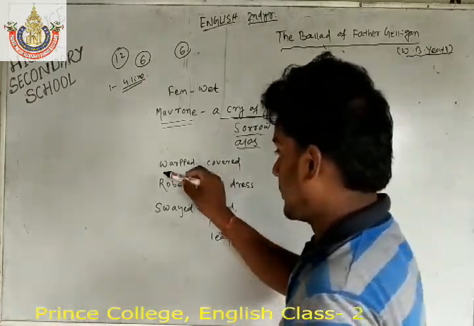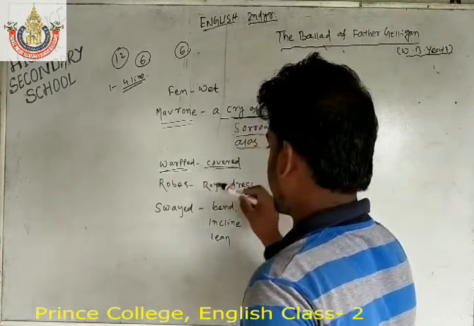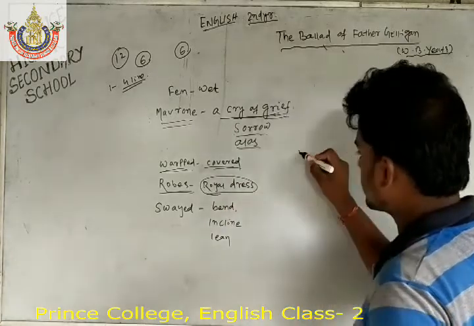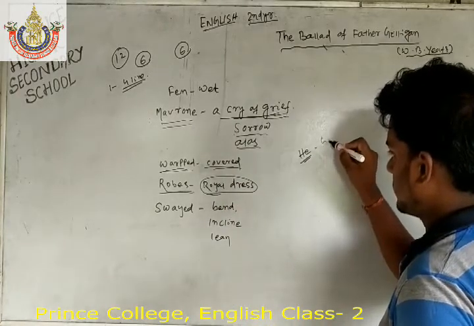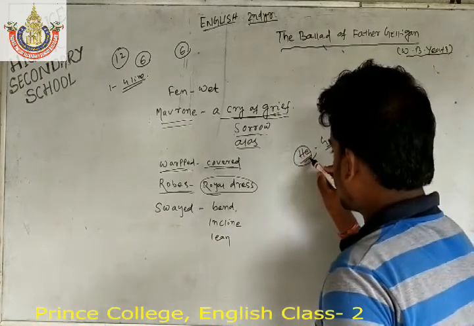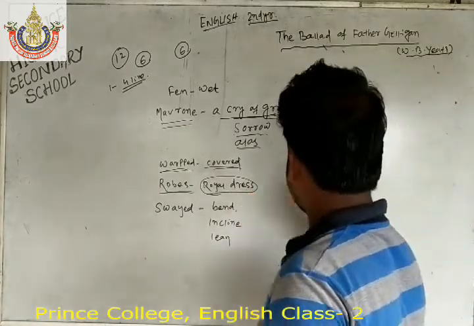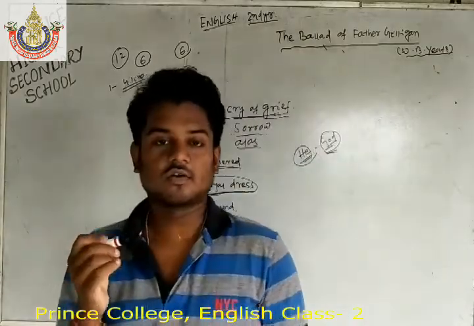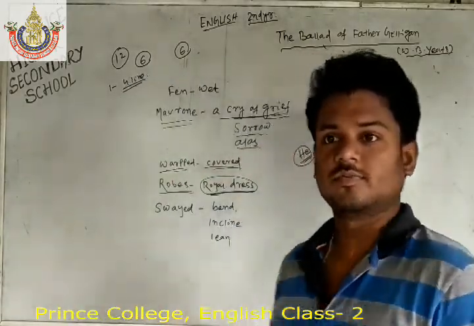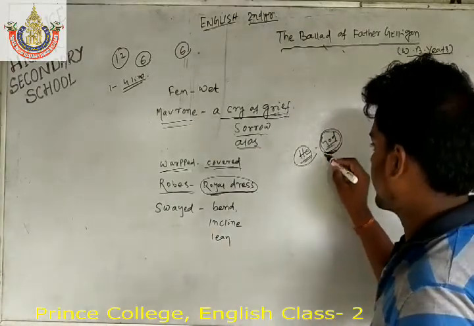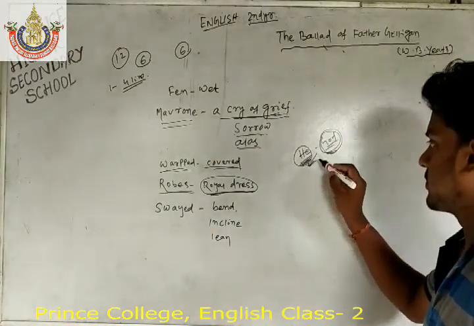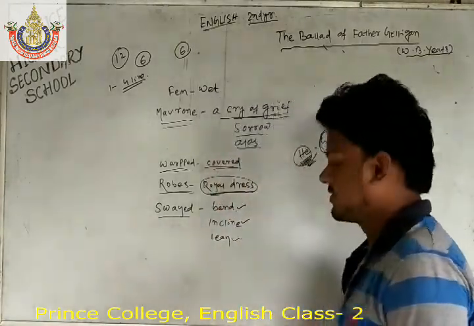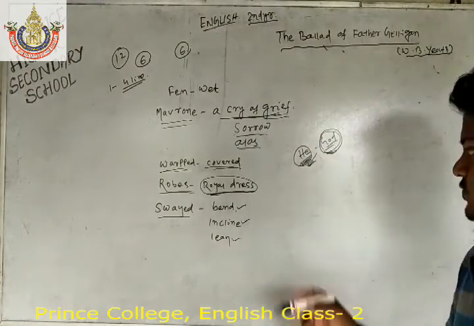And what does covered mean? That means covered. Robes, that is your robes, royal dresses. And he is used, he refers to God. And how is God personified? That is in royal dresses in purple color. God is personified here, and he is used for God. And sweat, that means bend, incline, lean, that is the synonyms of sweat.